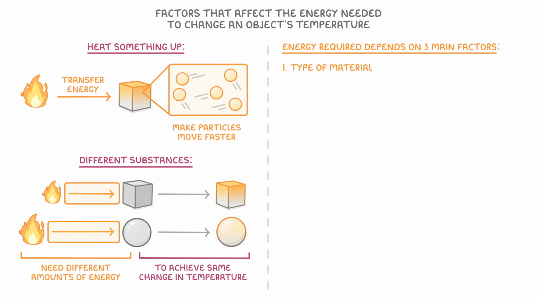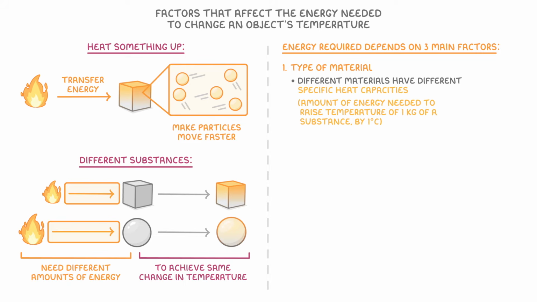First, the type of material. Different materials have different specific heat capacities, and this is the amount of energy needed to raise the temperature of 1 kilogram of the substance by 1 degree Celsius. Water, as an example, has a very high specific heat capacity, which is why it takes a long time to boil water. The second factor is the size of the substance.